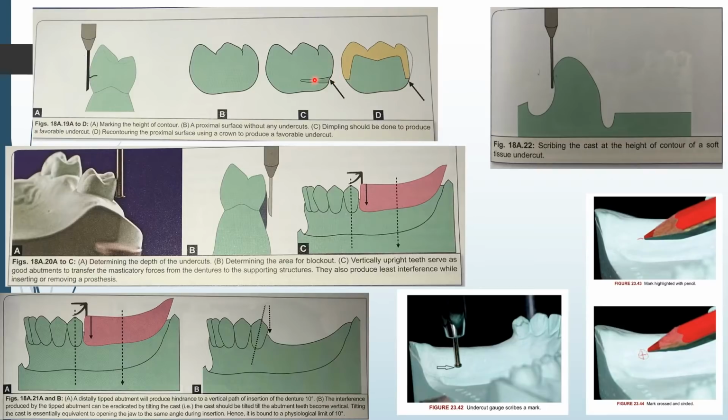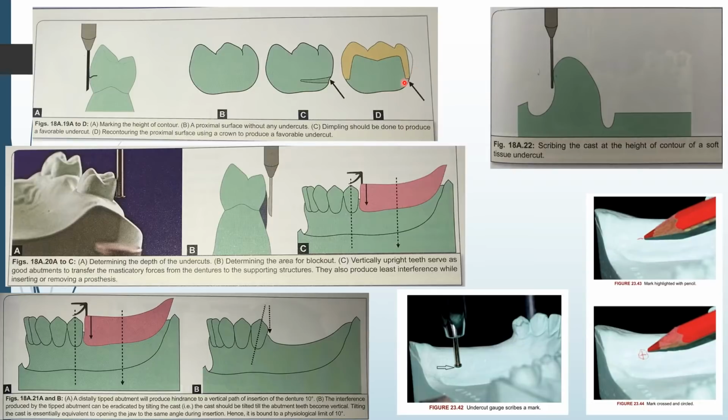The alternative to this is that you recontour the tooth with a crown. So you're placing a crown. These are the examples. For the teeth which have no undercuts, you do this dimpling, and the alternative can be placing a crown. So this is determining the height of contour.